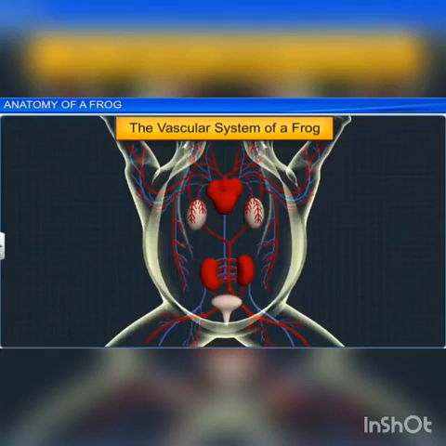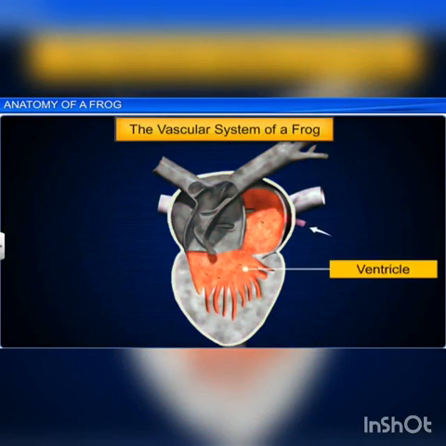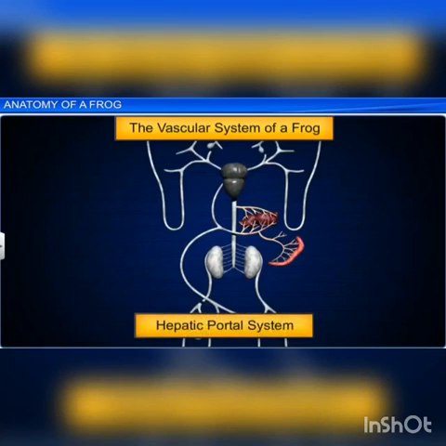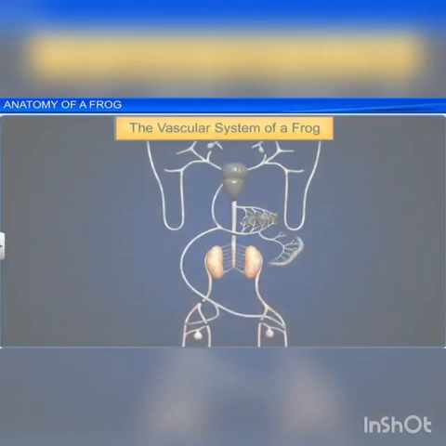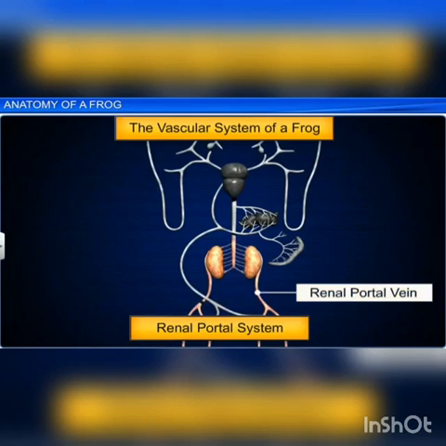Sinus venosus receives the deoxygenated blood from the body parts by the 2 anterior precaval veins and 1 postcaval vein. It delivers the blood to the right auricle. At the same time, the left auricle receives the oxygenated blood through the pulmonary vein. Renal portal and the hepatic portal systems are also seen in frog. Renal portal system is nothing but the veins which are connected to the kidney and the lower parts of the body. And the hepatic portal system is the veins that are connected to the liver and the intestine.